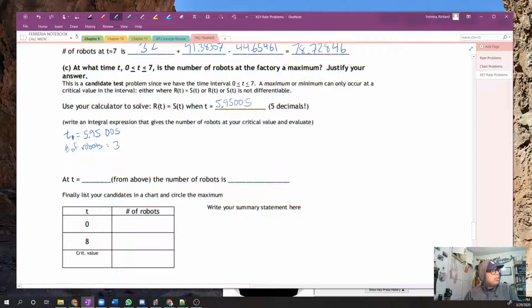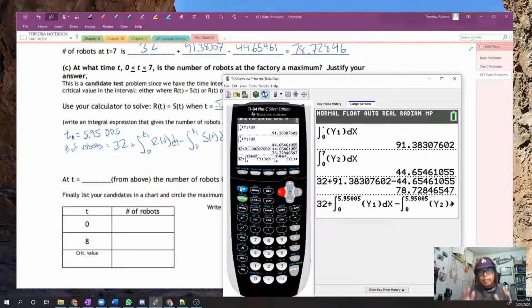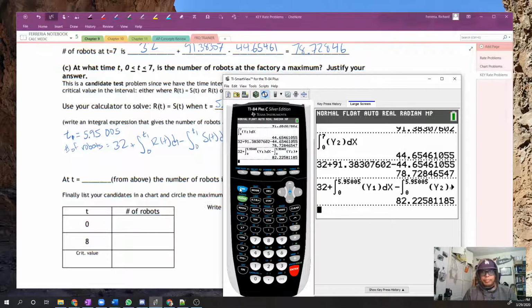Now, if I want to figure out how many robots are there at T1, that's going to be equal to the 32 that we started with, plus the integral from 0 to T1 of R, minus the integral of 0 to T1 of S. Get that in your calculator. Cool. Let her rip. Great. We have 82.2258.